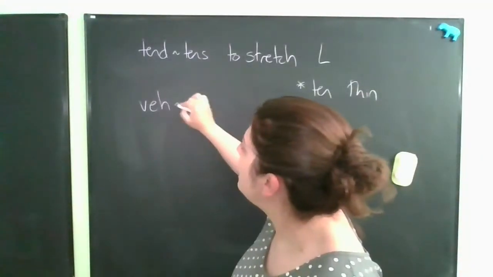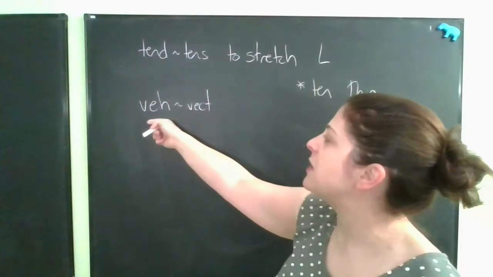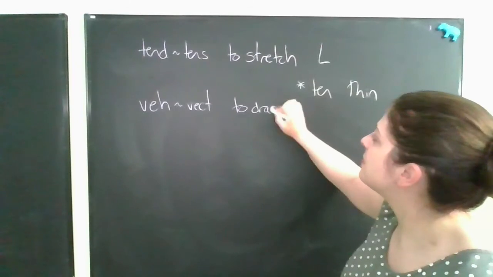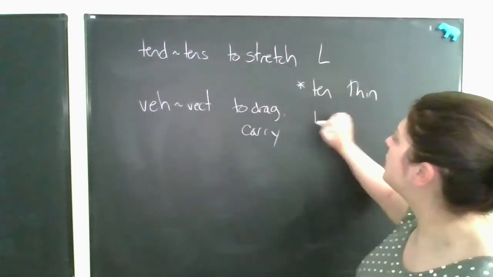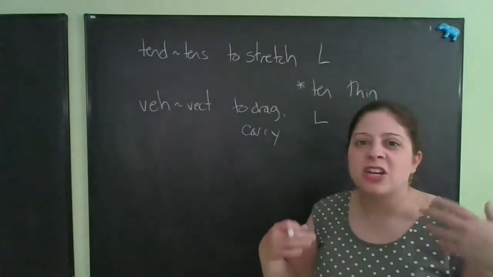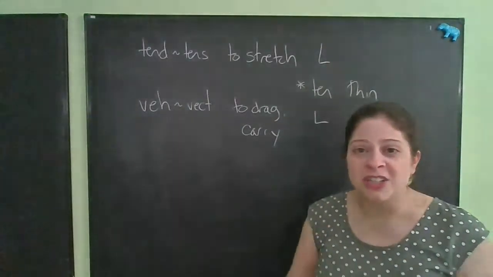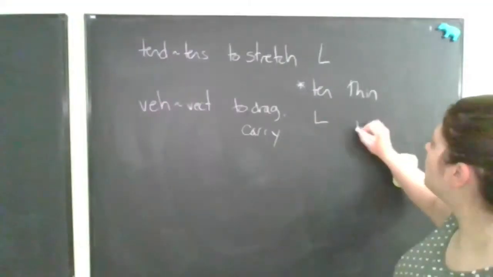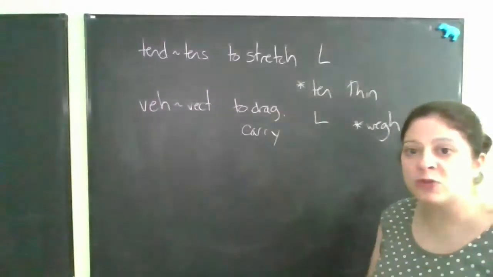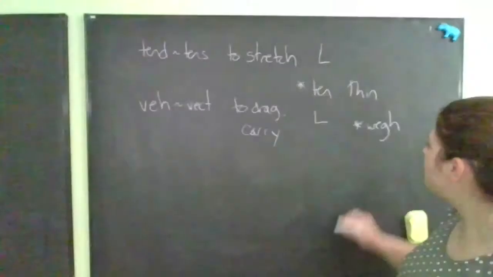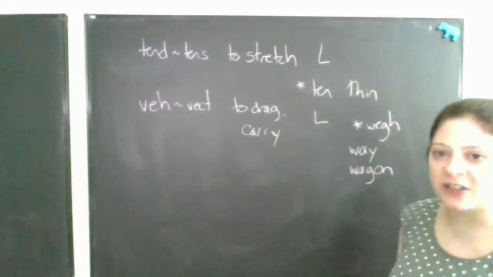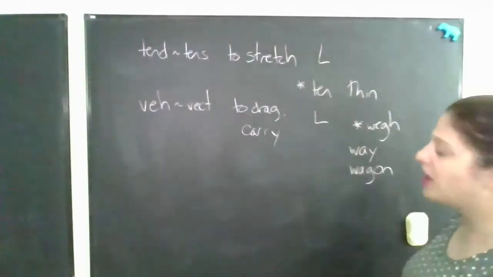Next up, ve and vect. The ve one is less common, but you'll see vect more often. It means to drag or carry. And this comes, again, from a Latin word. We see this in words like vehicle or vehement. The vect in invection and convection and terms like that. And this actually comes from a Proto-Indo-European root, weg, which means to go, to move, or to transport with a vehicle. And from it we get words like way and wagon, right, in English. So these are our cognates as well.